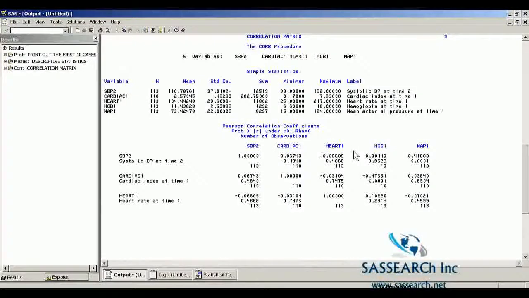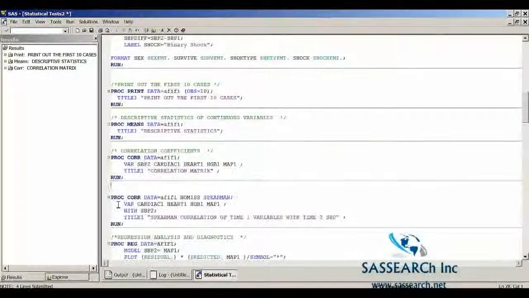However, when we look at the heart rate at time 1 and systolic blood pressure at time 2, we see that all 113 patients had complete data for those two variables. One of the assumptions to do PROC CORR with a Pearson correlation coefficient is that both variables are normally distributed. So if we're interested in correlating systolic blood pressure at time 2 with cardiac index at time 1, we are assuming that each of those variables are normally distributed.